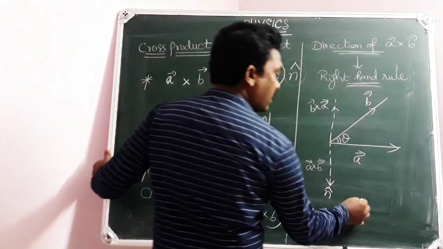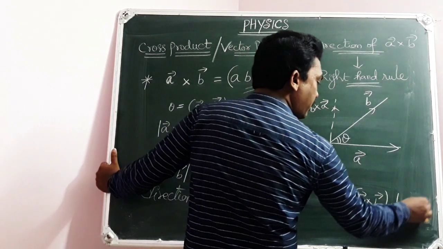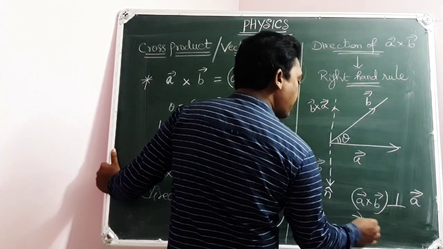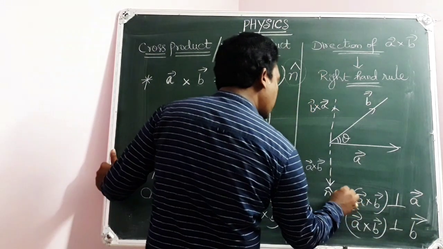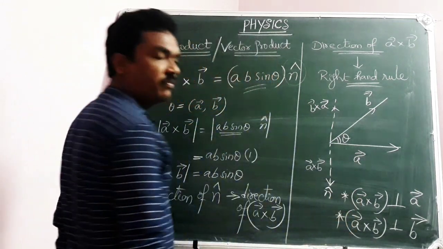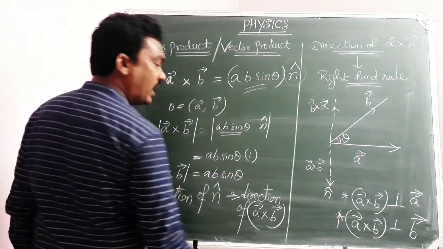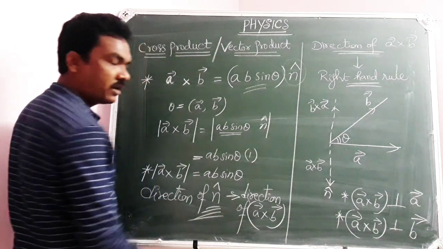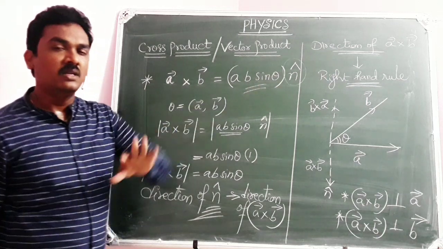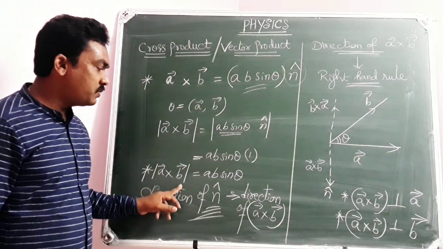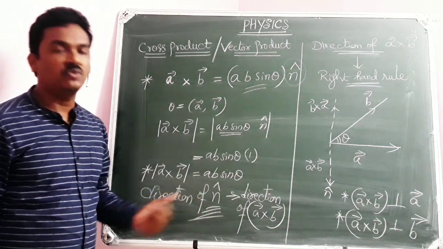So that is the reason why A bar cross B bar direction will be perpendicular to A bar, and also perpendicular to B bar, because it is perpendicular to the plane of A bar and B bar. Once you have defined the direction of A bar cross B bar, it means you have defined the direction of the unit vector to be selected. So A bar cross B bar equals AB sin theta times n cap is the vector form. Modulus of A bar cross B bar equals AB sin theta is the scalar form, which represents only magnitude.